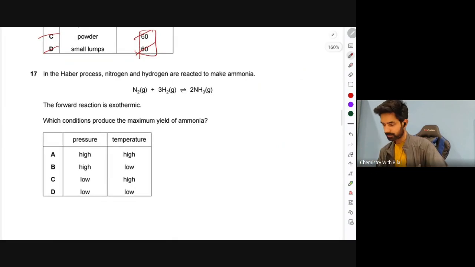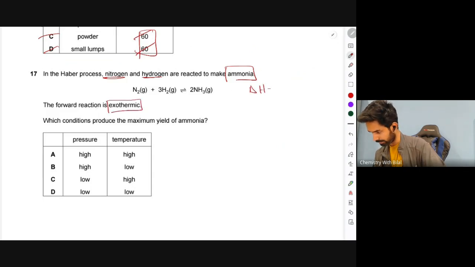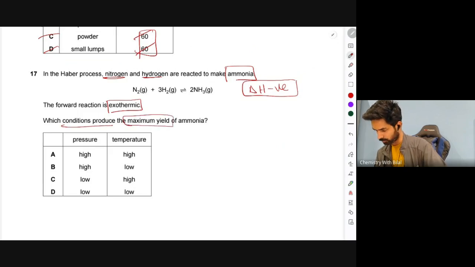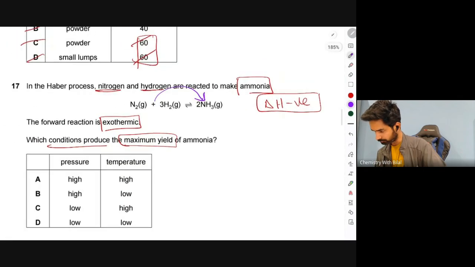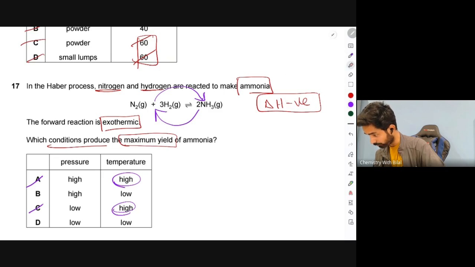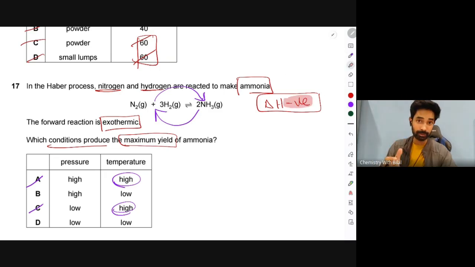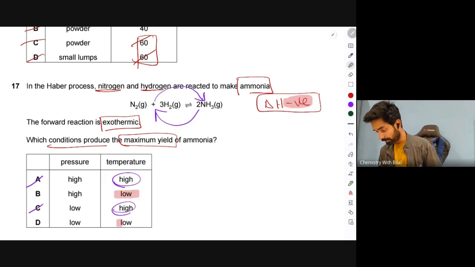Haber process. Nitrogen and hydrogen react to make ammonia. The forward reaction is exo. Enthalpy is negative, right? Which conditions produce the maximum yield? So we want to shift equilibrium to the right. Now, since forward is exo, a low temperature would give a high yield, not a high temperature. क्योंकि temperature high करेंगे, equilibrium backward shift हो जाएगा because forward exo है. Whenever forward reaction is exothermic, a low temperature shifts the equilibrium to the right. So we must maintain a low temperature.